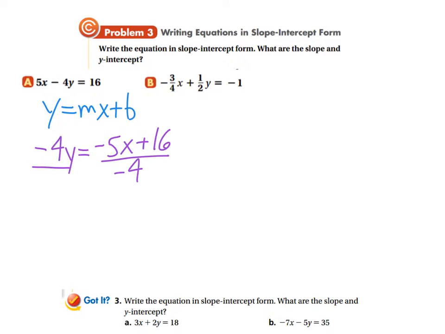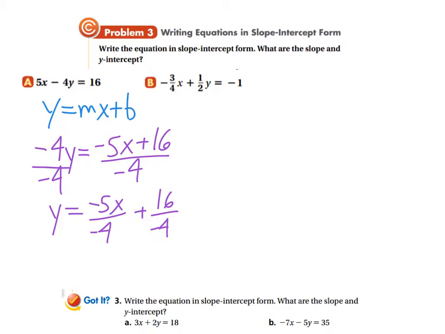Although problems are fun to solve, so all I have to do to solve that problem is divide both sides by -4. Now on the right side I need to divide that whole sum by -4, so both the -5x and the 16. So I'm going to do that separately. I'll have -5x over negative 4 plus 16 over negative 4.